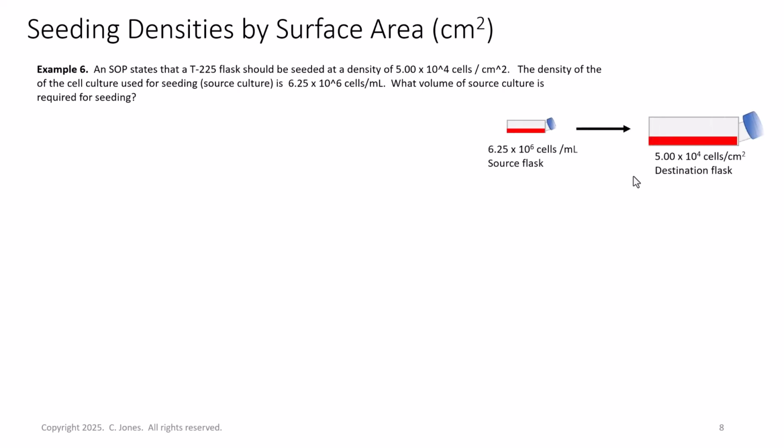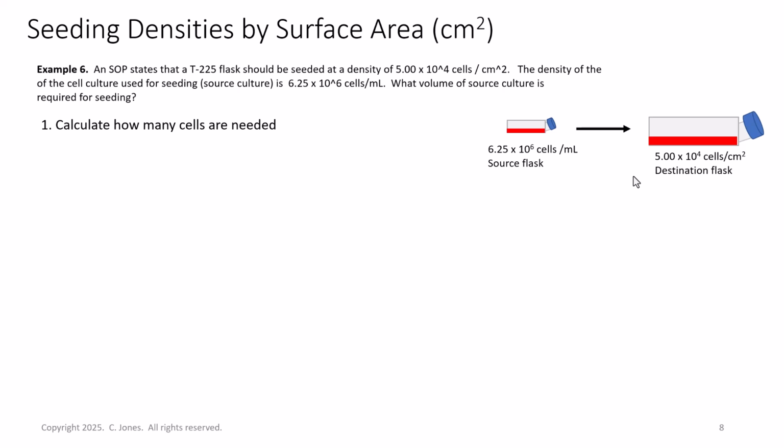So I didn't write that part in, but we're always thinking, if we're passaging cells, we have the cells that we're passaging and the media that's required to feed the cells. Okay, so once again, diagram out the process. 6.25 times 10 to the 6 cells per mil in our source flask. 5.00 times 10 to the 4th cells per centimeter squared in our destination flask, right? Again, no final volume is given. So if we don't have two concentrations and a volume, then this is not a C1V1 equals C2V2 kind of problem, right? So we're just going to do this the same way as before.